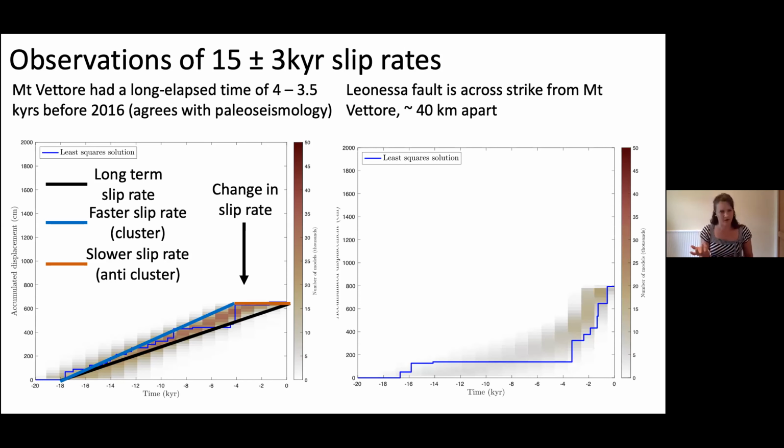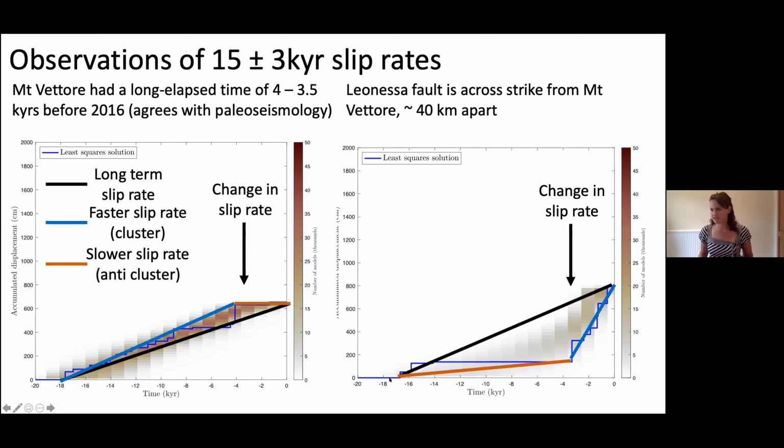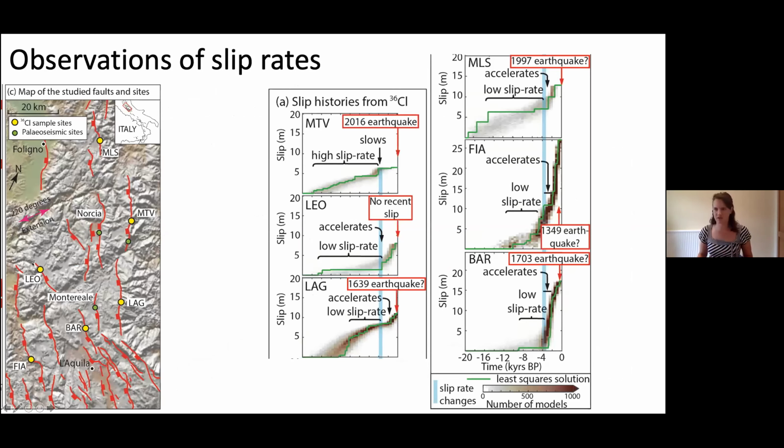So what if I look at another fault in the area? The Leonessa fault is a cross strike from Monte Vetri. They're about 40 kilometers apart from each other. And this is the slip history from the 36 chlorine, and we see, again, that there is a change in slip rate at about the same time. And again, we can see that there is a time here where we have slow slip rate and a time here of faster slip rate. So what we see is that the changes in slip rate are actually anti-correlated with each other. One goes fast, the other goes slow. And it's not just these two, we've got other examples all around this area. I've already shown you that the Monte Vetri fault slows down at about 4,000 years.